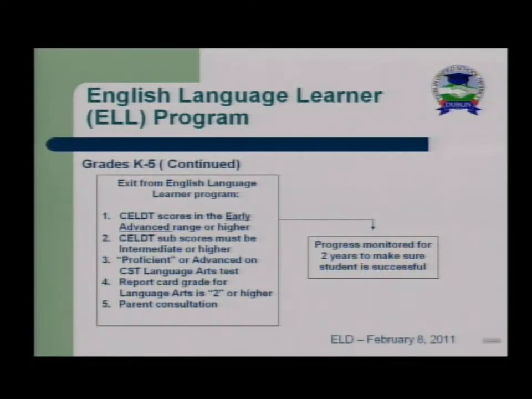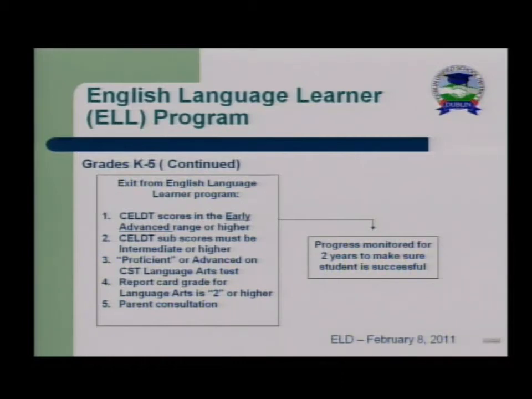get reclassified fluent English proficient, and their status as an ELD student at that point would be considered fluent English proficient, redesignated. What is a nice feature is that for 2 years, even after this reclassification process, they are monitored by the specialist, and this would be even transitioning from elementary to middle school or middle school to high school to make sure that they are not falling behind.